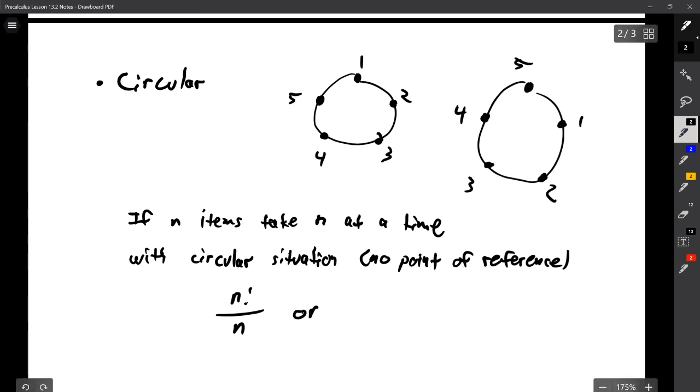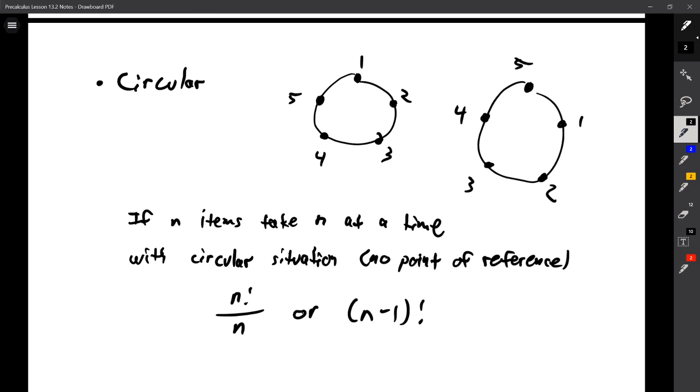Or what's n factorial divided? Well, n factorial is n times n minus 1 times n minus 2, etc. And so if you do n times n minus 1, etc., divided by n, what you're left with is n minus 1 factorial. There.